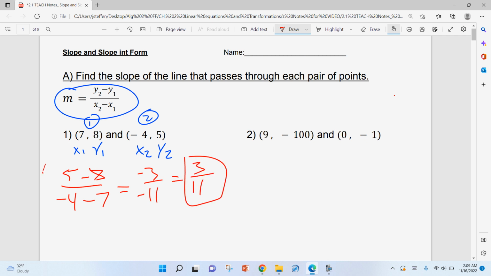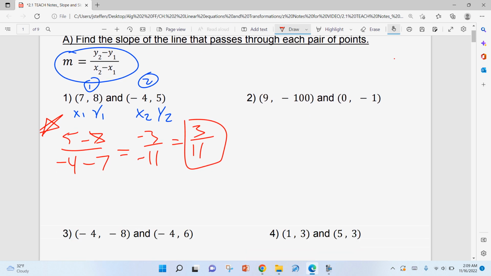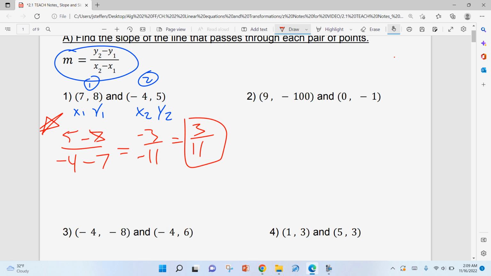Now, I highly recommend on this step to just use a calculator. A lot of people get confused with positives and negatives. I do it all the time. So especially if I'm making an answer key, I always use a calculator just to double check stuff. Same thing with this next one.